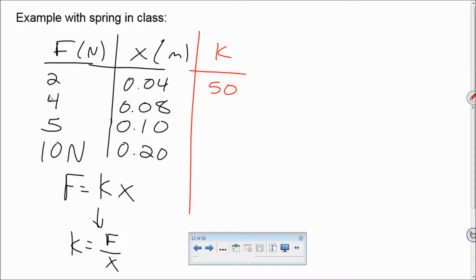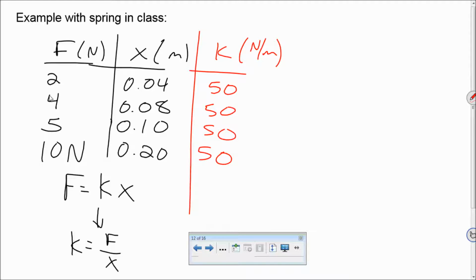All right, so anyway, for each of these, if I do 2 divided by 0.04, it gives me 50. What are the units going to be there? Newtons per meter, right? Because I took my force and divided it by my x. I took the number of newtons and divided it by the number of meters. Newtons per meter. So this is telling me how many newtons I need to stretch 1 meter. 50. If you repeat the process here, what should I get? What's 4 divided by 0.08? 50. What's 5 divided by 0.1? 50. What's 10 divided by 0.2? 50. Okay? So k is called a spring constant because it's constant, right?